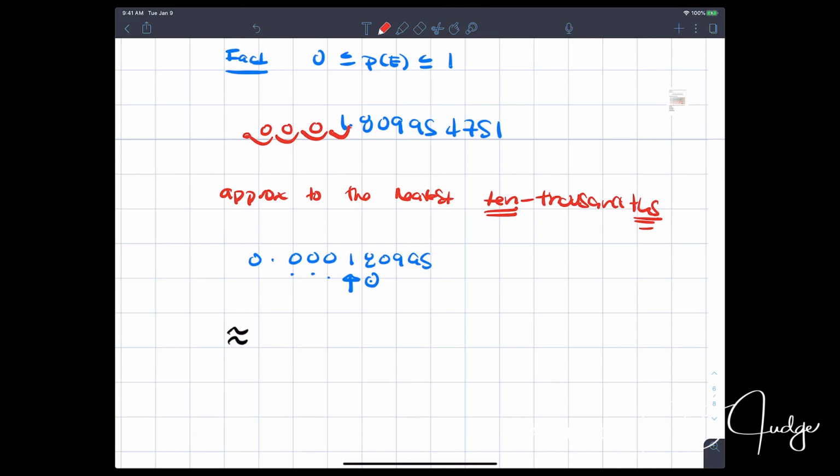What's my answer? What digit do I put? Do I put a 1 or do I put a 2?